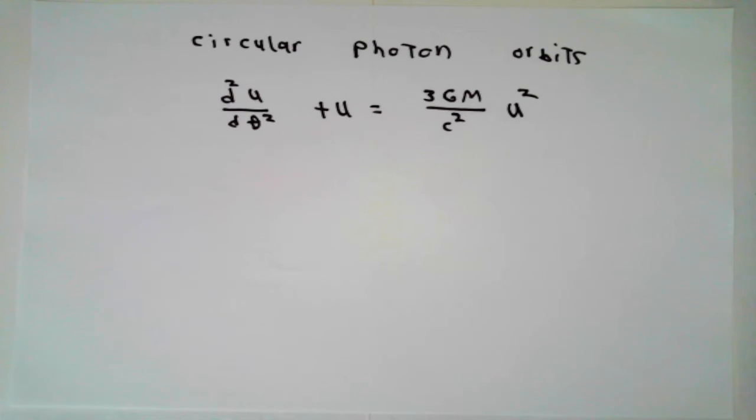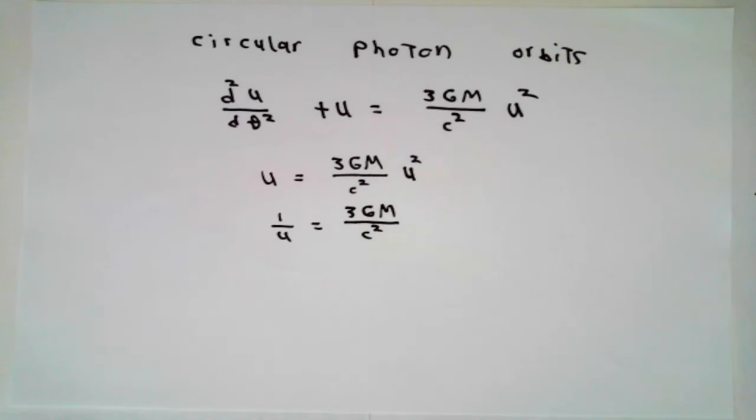In the case of a circular photon orbit, the equation of motion simplifies considerably. U is the reciprocal of the r coordinate, so u is always positive. I'll divide a u out here. But again, u is 1 over r, so 1 over u is r.